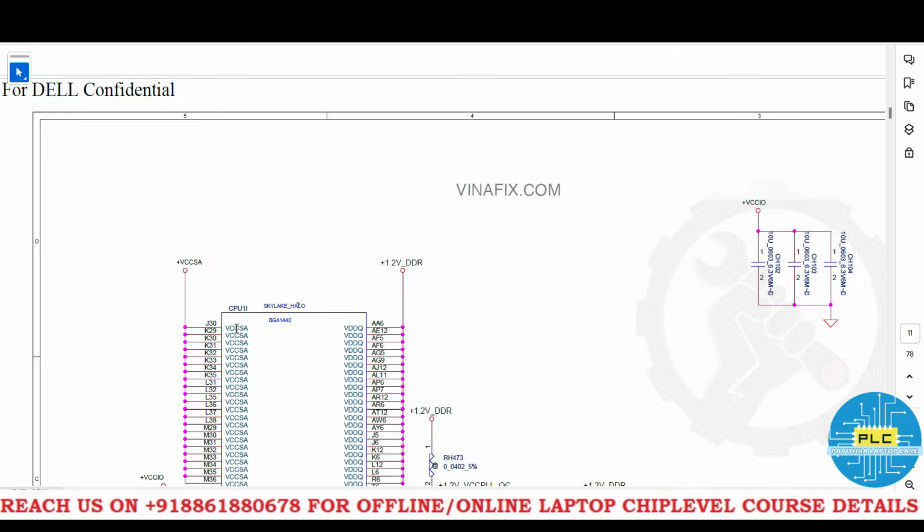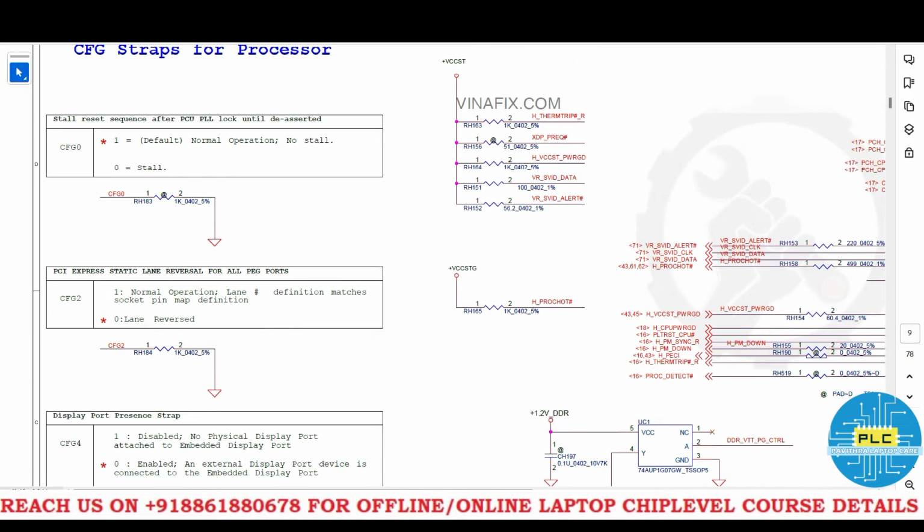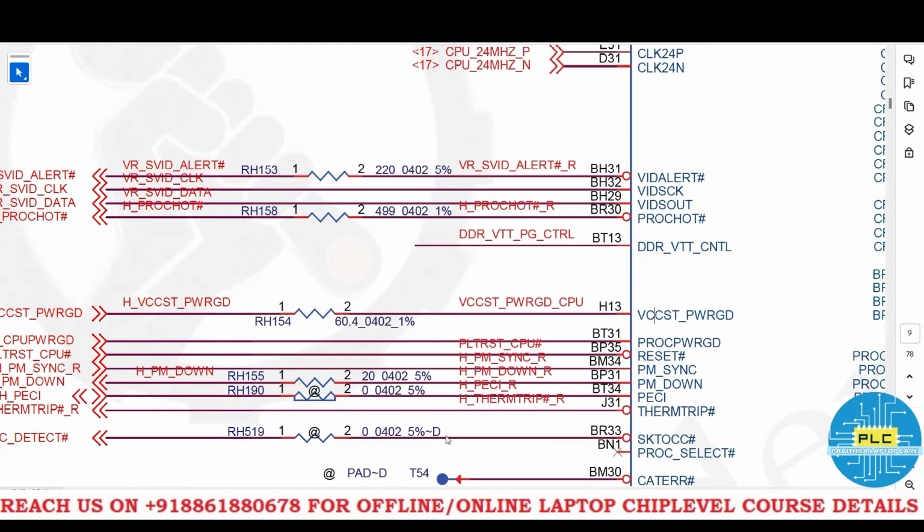Now let's talk about the power sequence. Now the signals. Processor power good is a signal the processor requires. When the VCC, the core, and the VDDQ are stable, then this particular signal will generate and go to the CPU. It generates when the VCC and the VDDQ are stable.